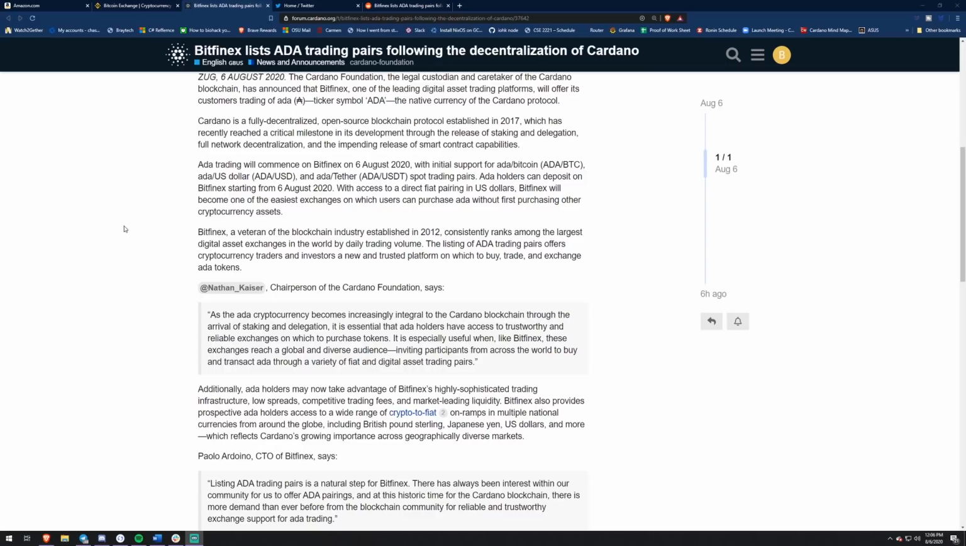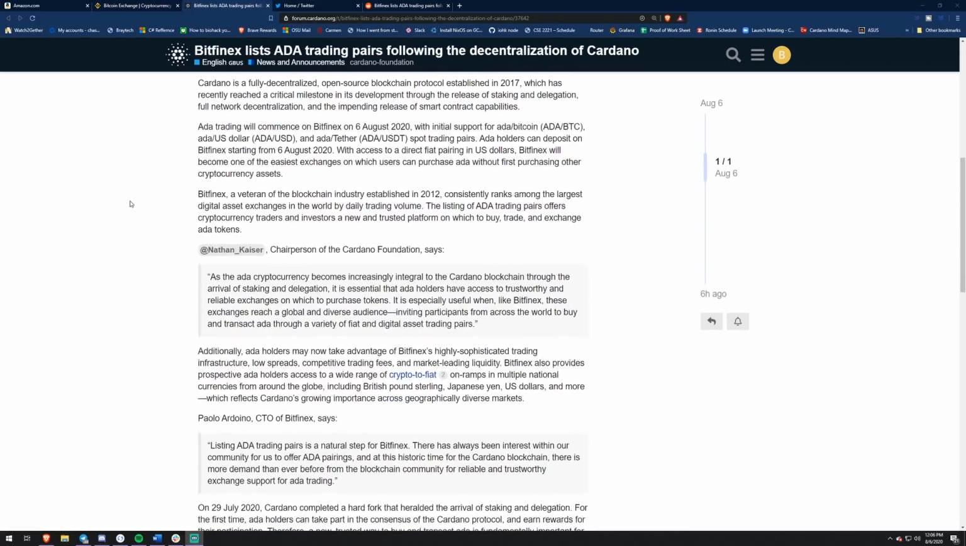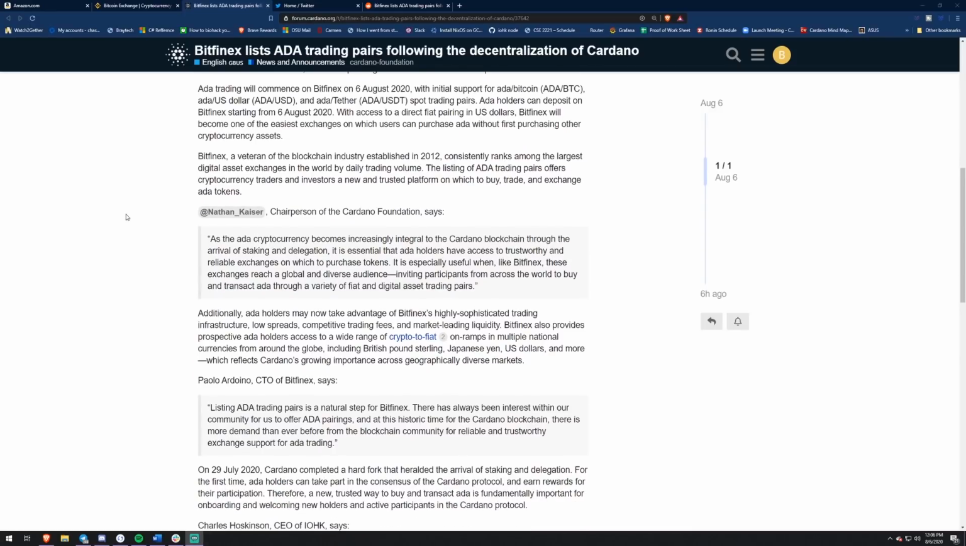Bitfinex, a veteran of the blockchain industry, was established in 2012 and consistently ranks among the largest digital asset exchanges in the world by daily trading volume. The listing of ADA trading pairs offers cryptocurrency traders and investors a new and trusted platform on which to buy, trade, and exchange ADA tokens.